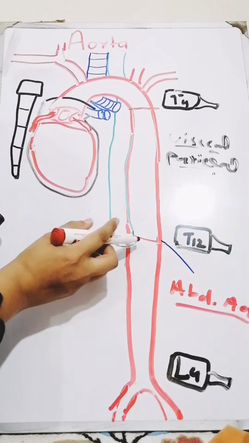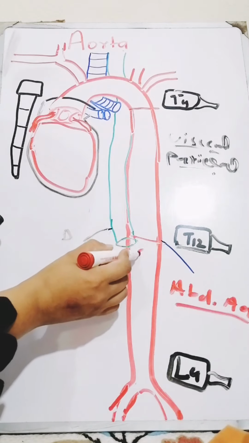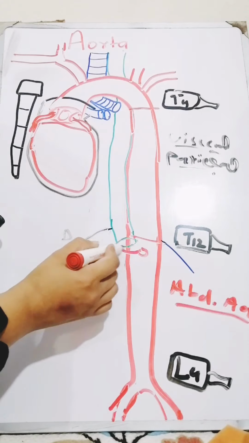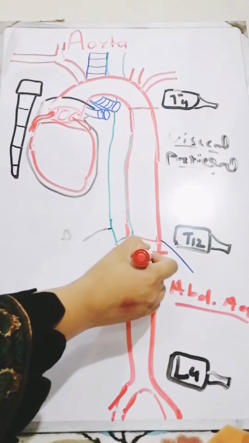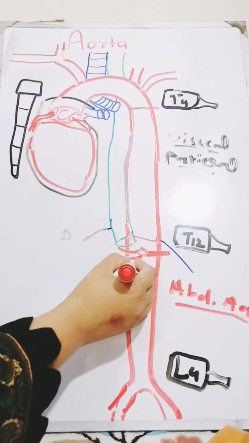As it comes down, it gives the celiac trunk. The celiac trunk mainly divides into three arteries, which are the left gastric artery, the splenic artery and the common hepatic artery.